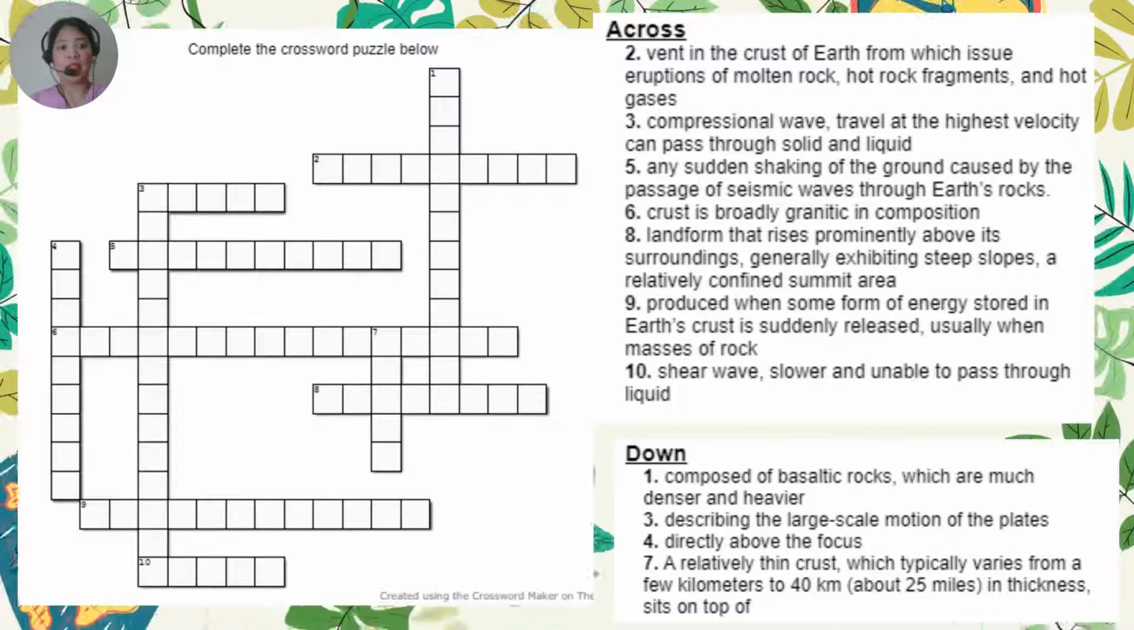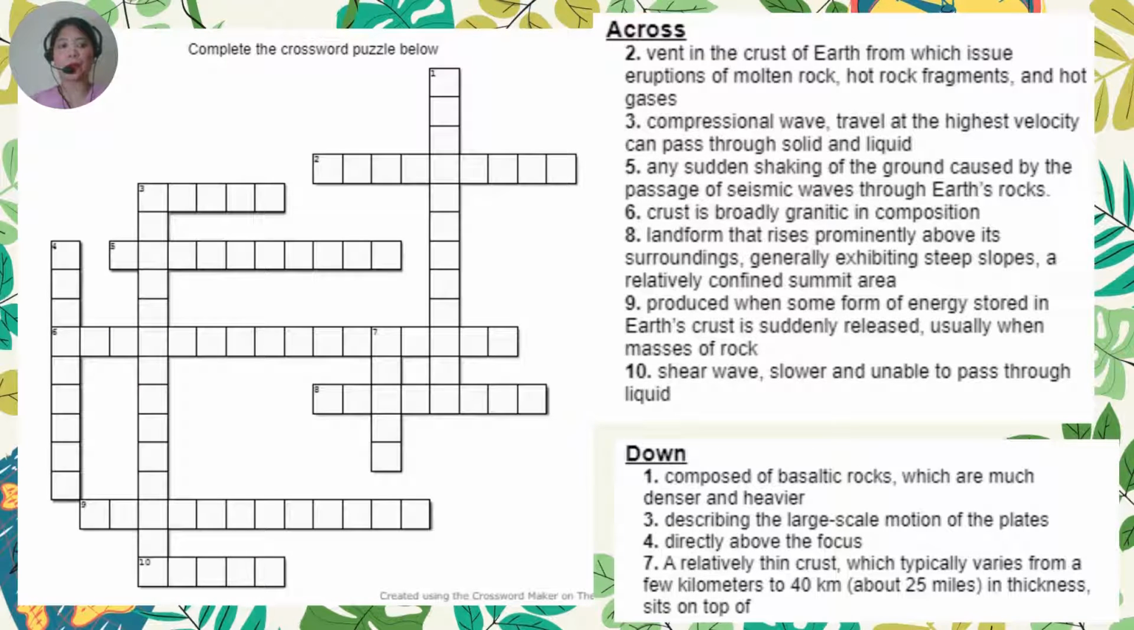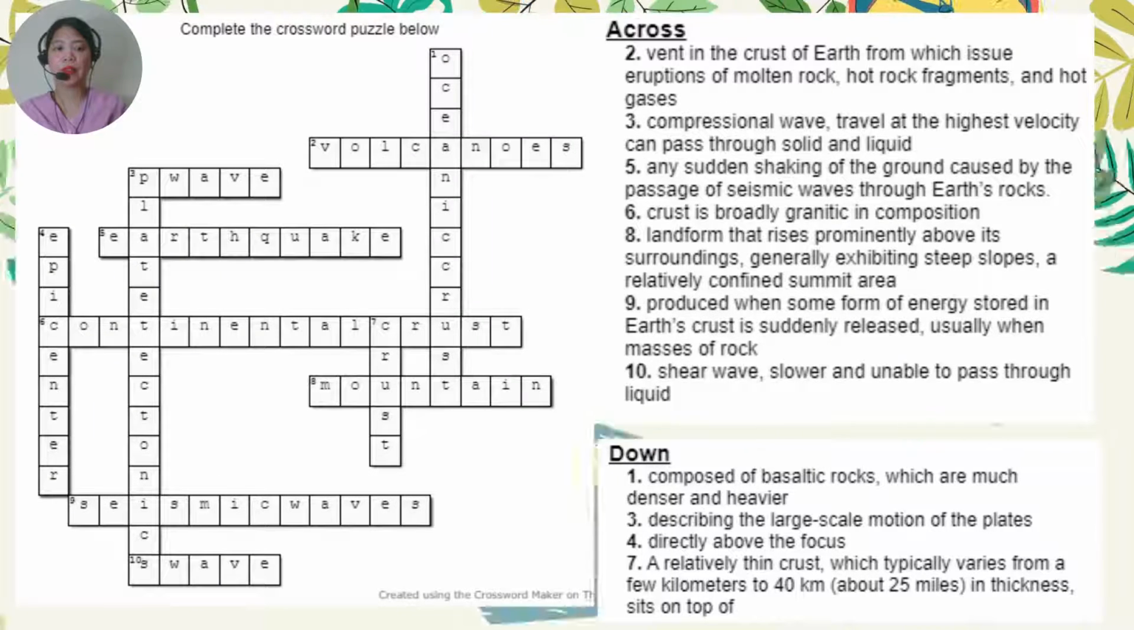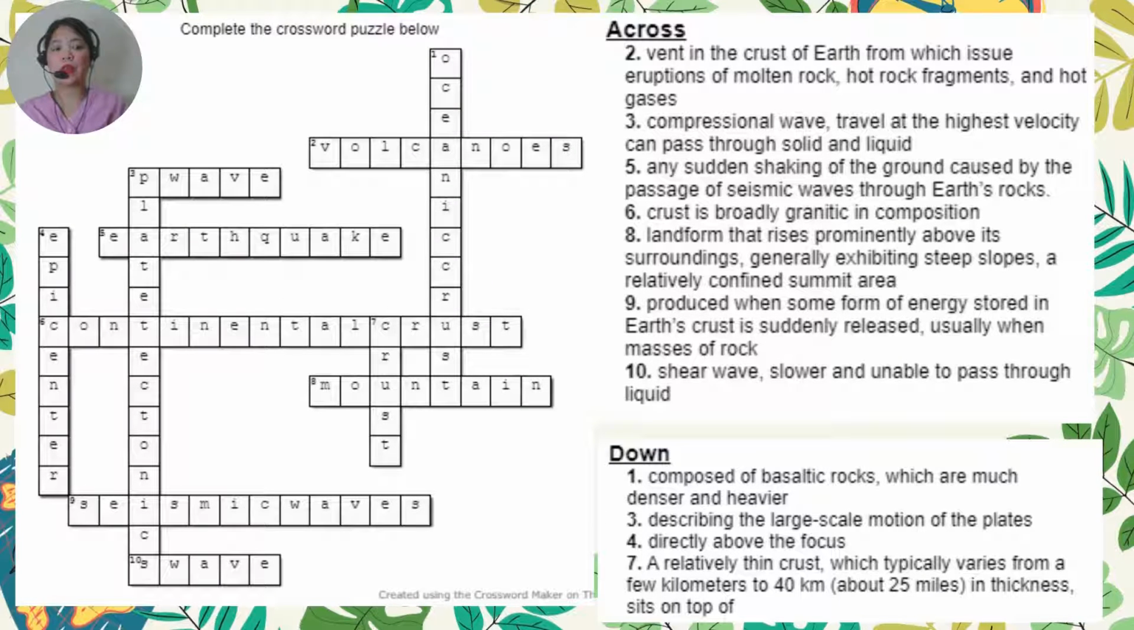To start with, let's play a crossword puzzle. You can pause the video to answer the questions. The key terms in this crossword puzzle let you review the different terms you have learned from your previous lesson, which will be useful in our lesson.